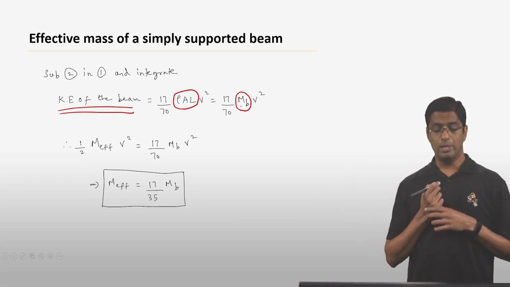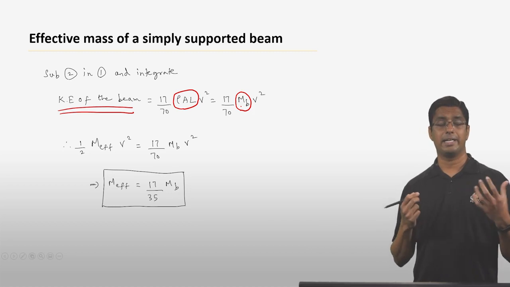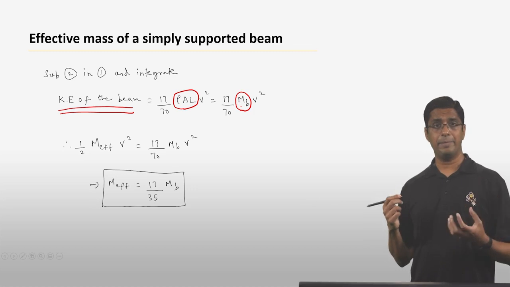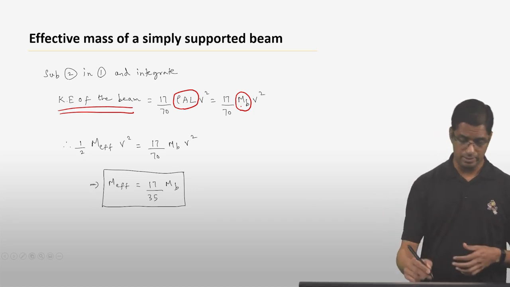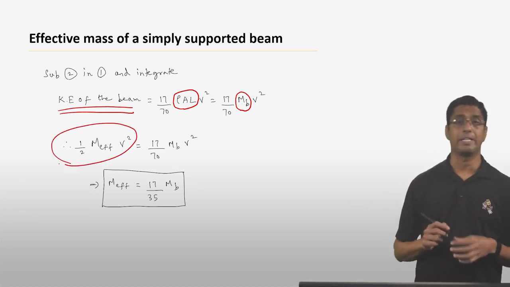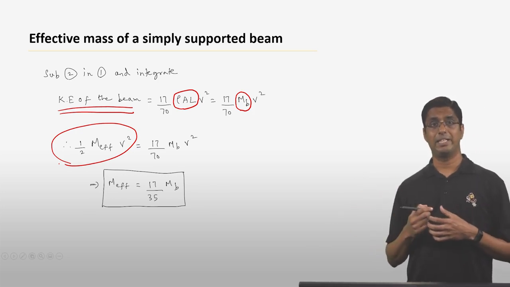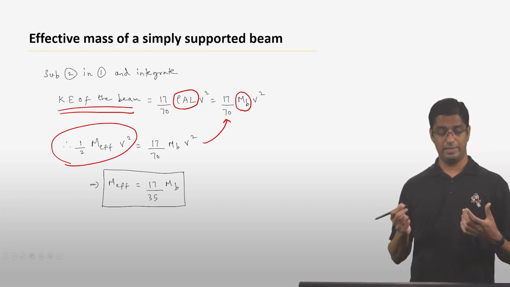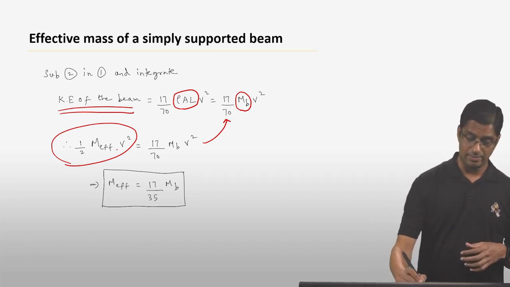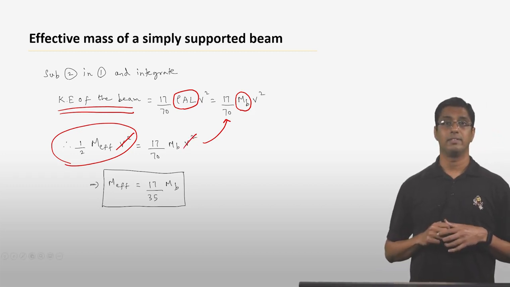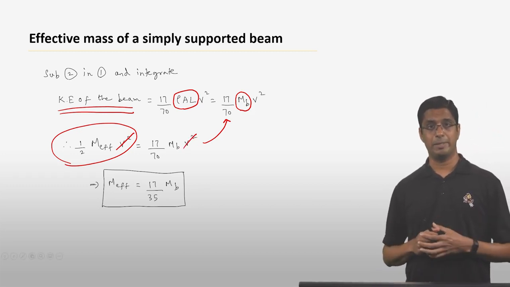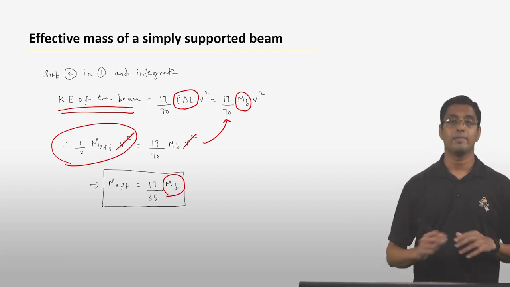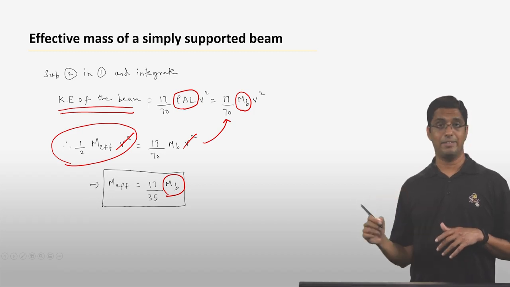To find the effective mass, we effectively equate the kinetic energy of the beam to half m effective v squared. So that is what I have done here. Half m effective v squared is 17 by 70 m_b times v squared. That is the kinetic energy of the beam. Now, the useful thing here is that this velocity gets cancelled off. So your effective mass of the beam, as it should be, depends only on the mass of the beam. It doesn't depend on the velocity, which it should not.